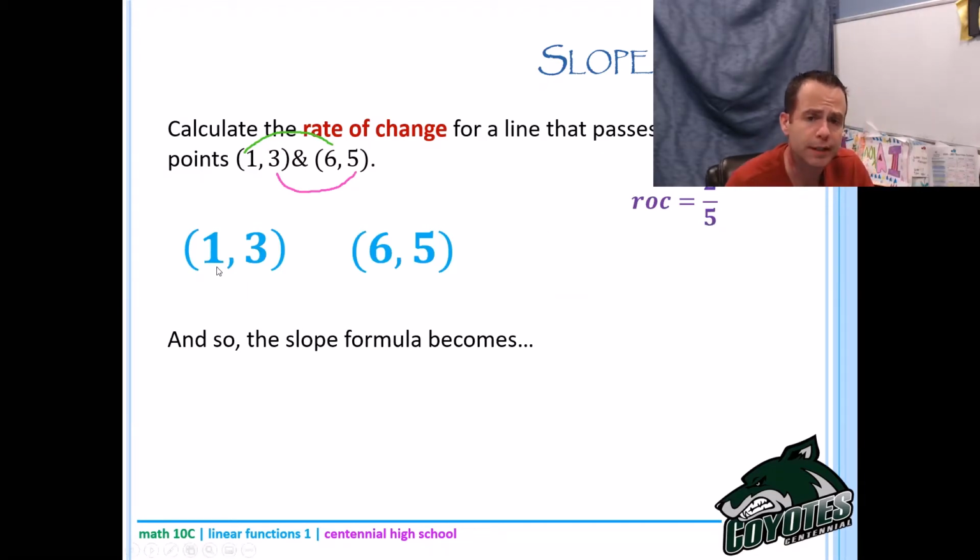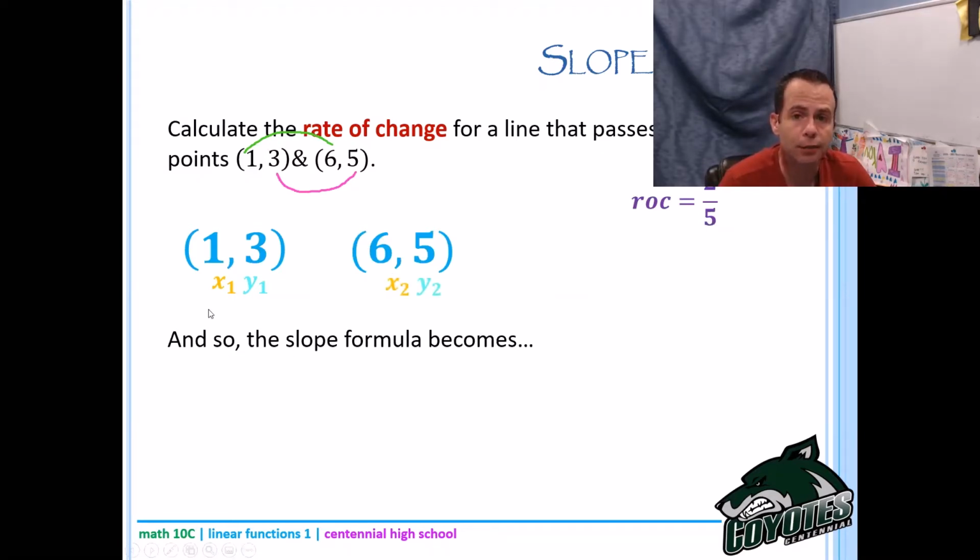So on this first point here, I'm going to call this x1, y1, okay? So I'm just going to say it's the x and y of 1 point. And then to distinguish it from this point, it's still x and y, but I'm going to call it x2, y2, okay? Now, we're going to do the same thing we just did.